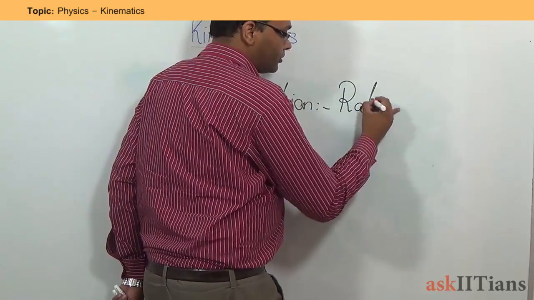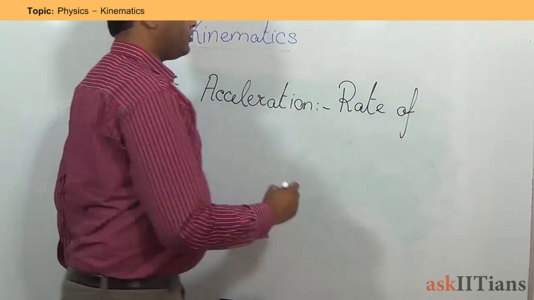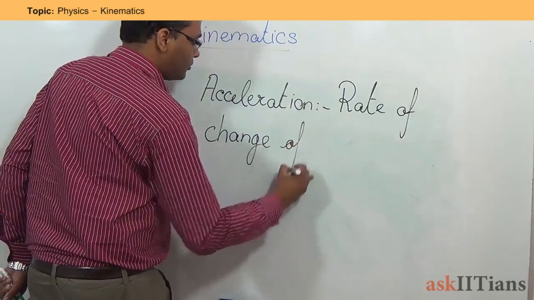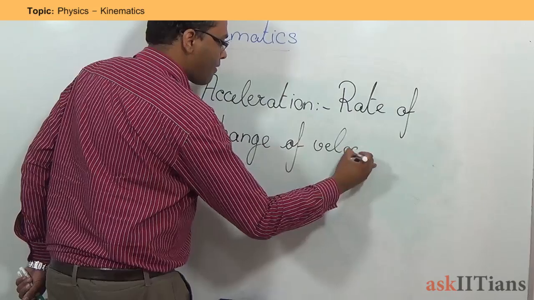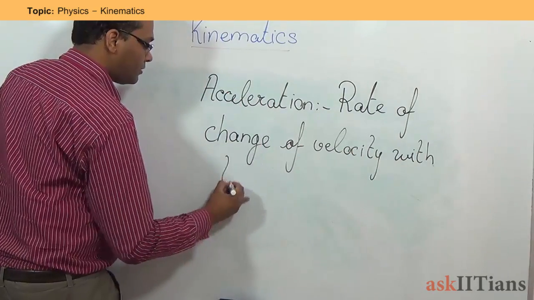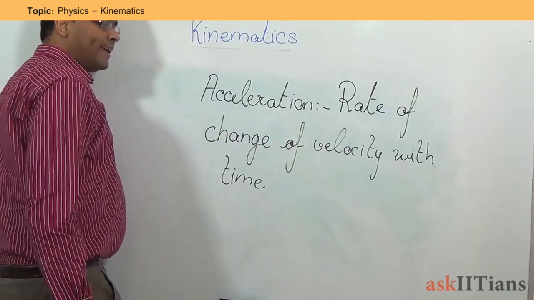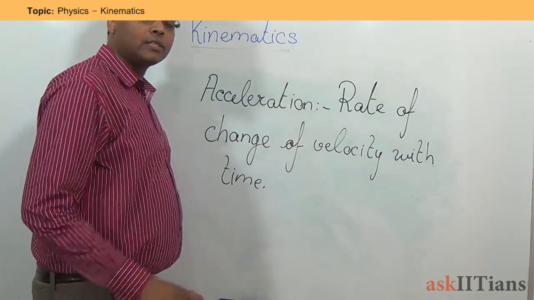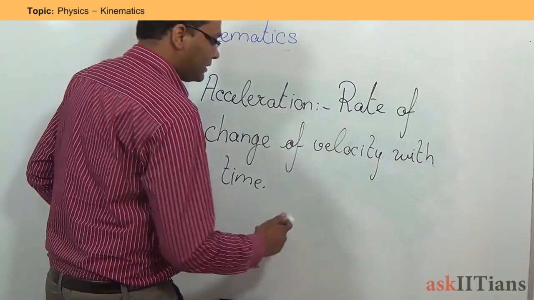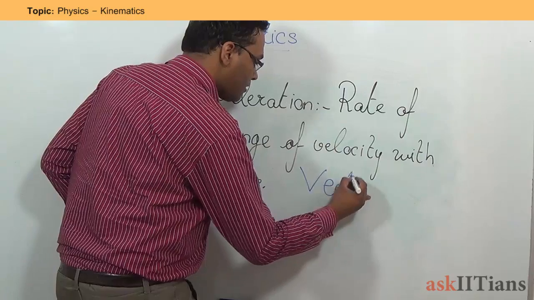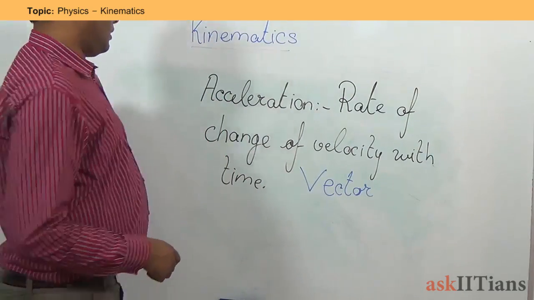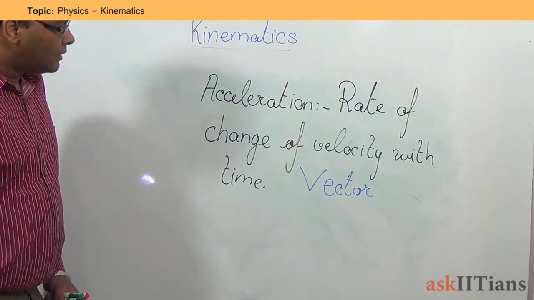Acceleration is equal to the rate of change of velocity with time. Again, since this depends on velocity, velocity being a vector quantity, this is also going to be a vector. So we'll say that this is a vector quantity. Fine. Okay. So far so good.